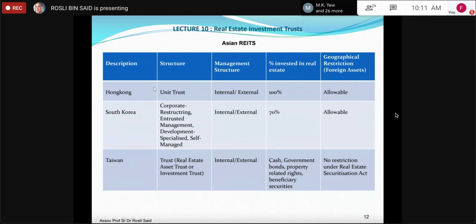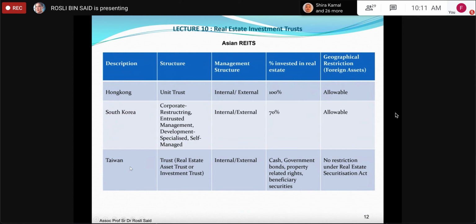And then Hong Kong. Hong Kong is very strict, where 100% must be invested in real estate. Otherwise, they cannot become a REIT company. They can also expand overseas as well. No restriction. South Korea is a bit more relaxed, because only 70% must be invested in real estate, and they can also expand overseas.